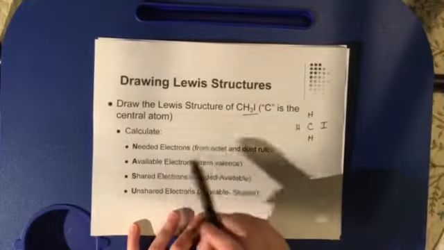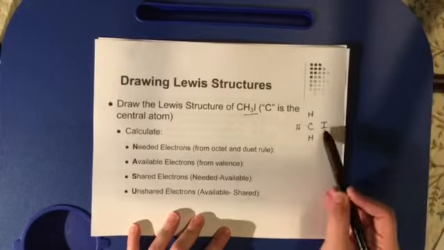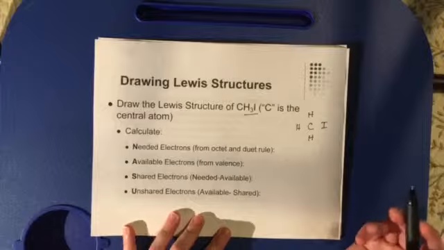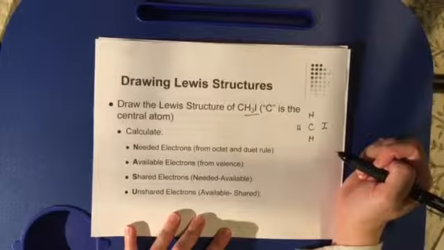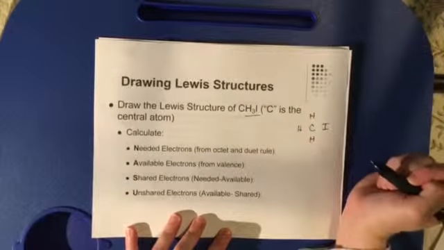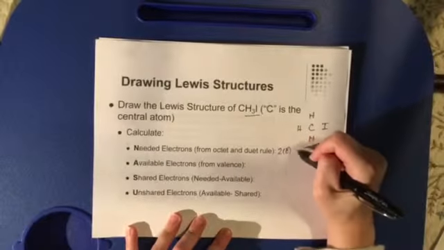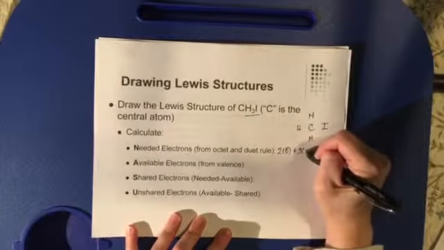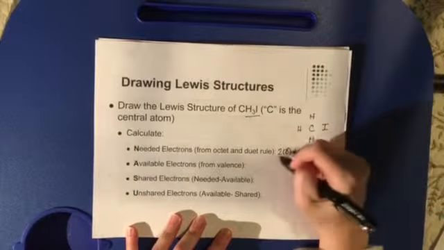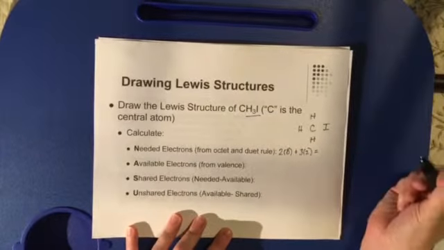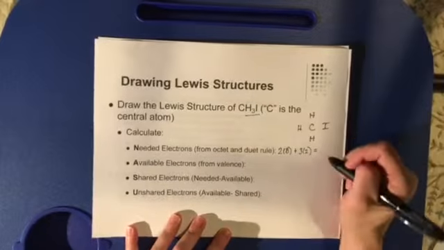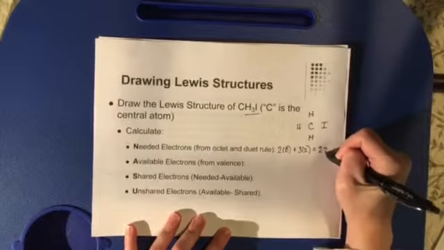So we're going to see what's needed. So we've got 1 carbon and 1 iodine. Each of them need 8 because everything needs 8 except for hydrogen, which needs 2. So we've got 2 that need 8, and we've got 3 hydrogens that need 2. So we've got 16 plus 6, so that is 22.